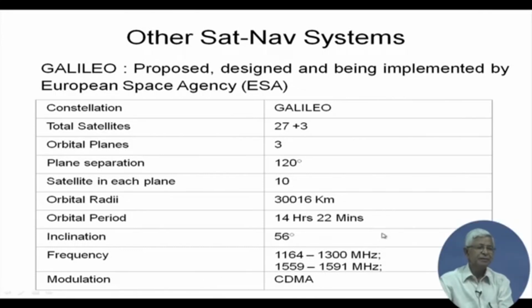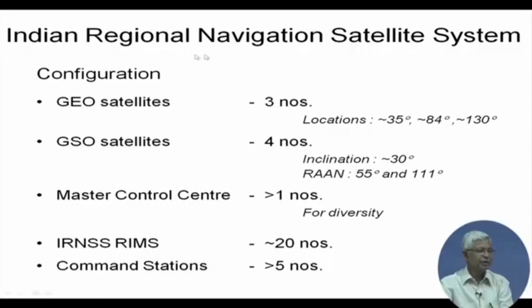Now, in addition to that, there are Compass as well as other satellites. India has started launching its own satellites, which are regional satellites. It is called the Indian Regional Navigation Satellite System, IRNSS. You must have seen the announcements and advertisements whenever a satellite is launched. Recently, they have completed the constellation.